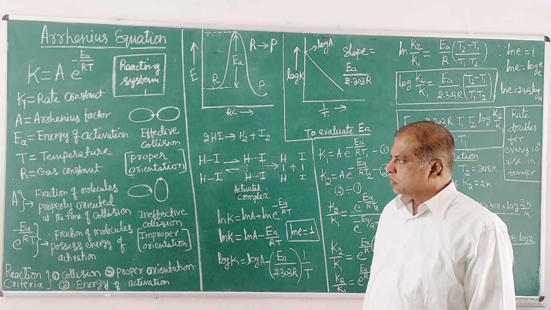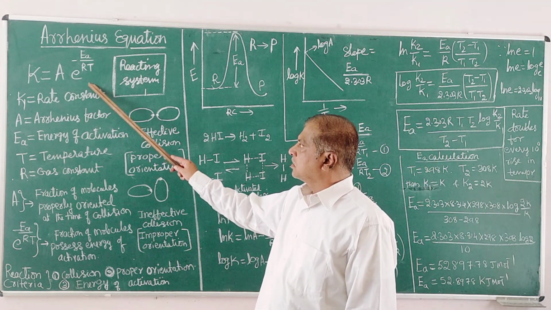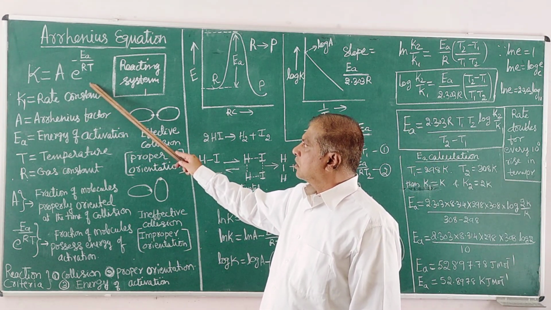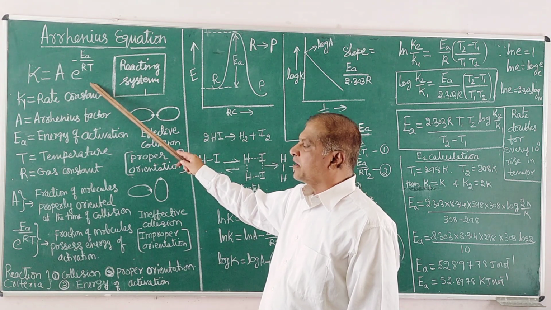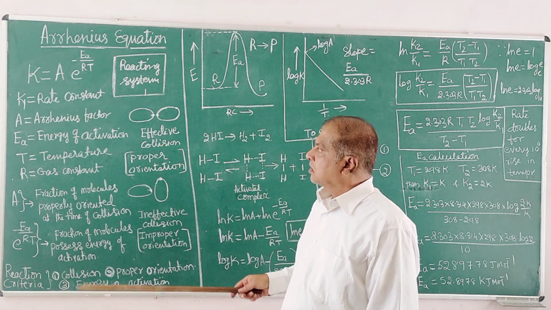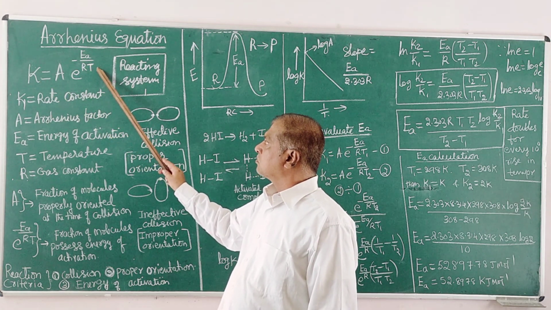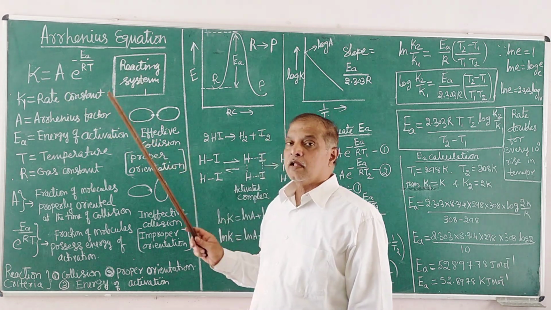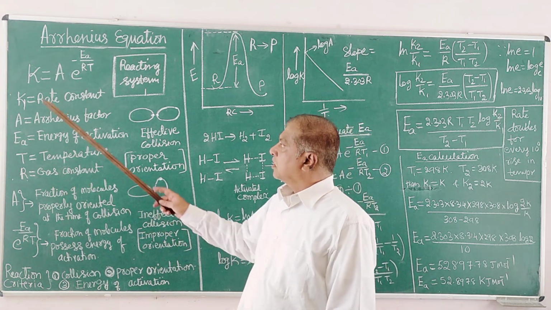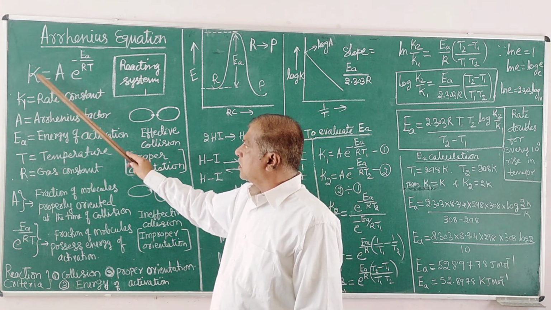Kinetics. This is known as the Arrhenius equation. It gives the empirical relationship between the rate constant of the reaction and the temperature.